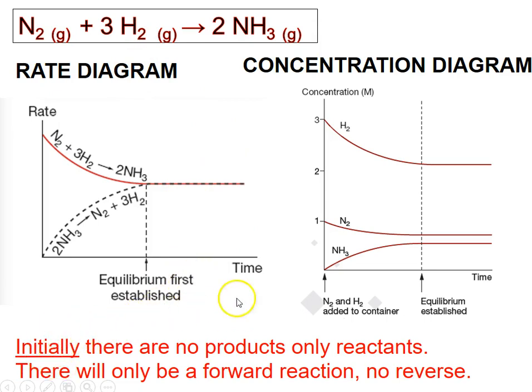Alright, so we're starting at the beginning. So pretend there are no lines drawn on this. We should be able to draw the lines. So for this particular reaction, we've started with 1 mole per litre of nitrogen and 3 moles per litre of hydrogen. So the exact mole ratio amounts. So initially there are no products, so you've got no ammonia to start with, only reactants. So the only reaction that's happening at the beginning is the forward reaction.